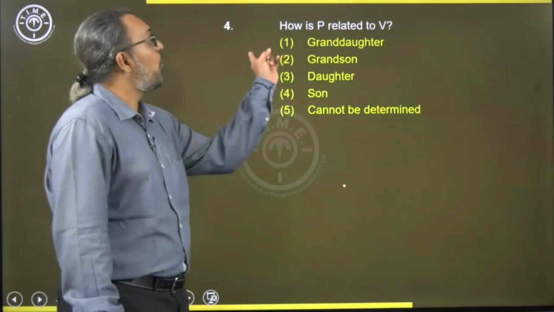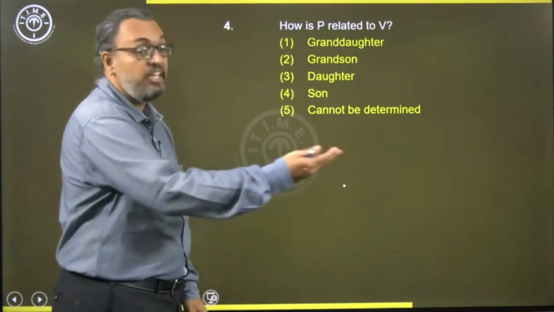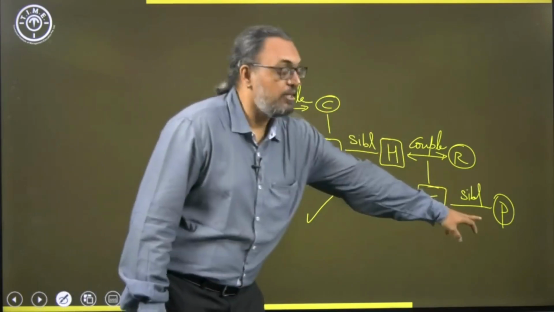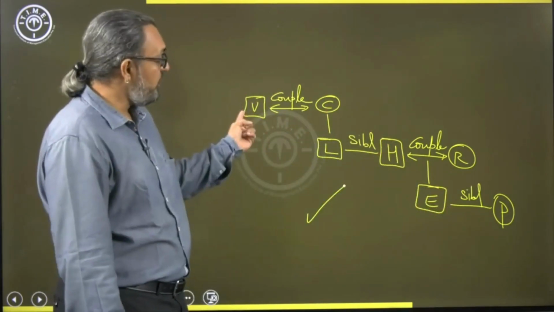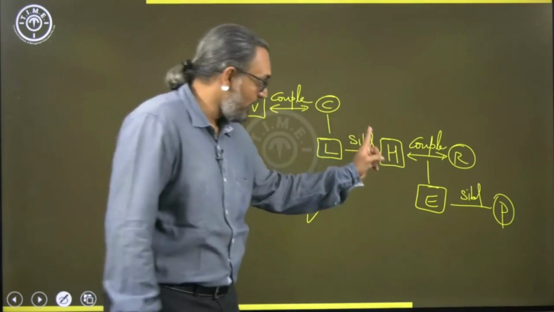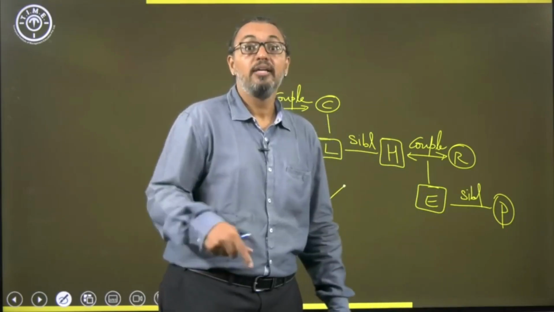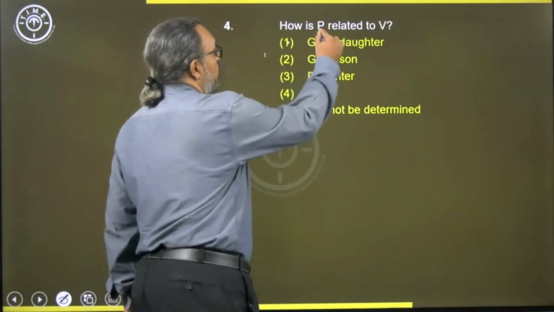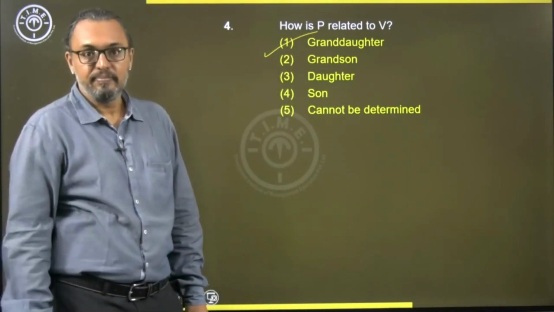Right. Now he's asking how is P related? So from V we have to check. So from V, how is P related? Correct. So from V, first you go to H, son, and from H you go to P, daughter. Son's daughter we call granddaughter. Option 1.